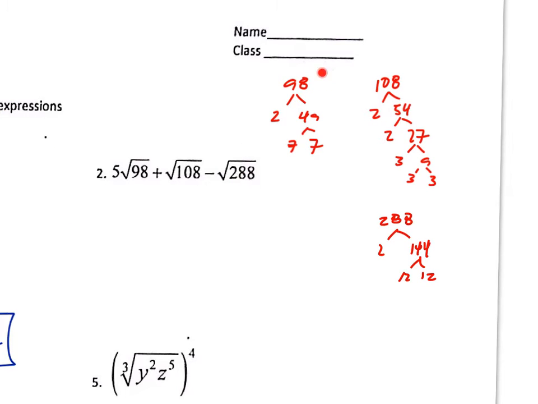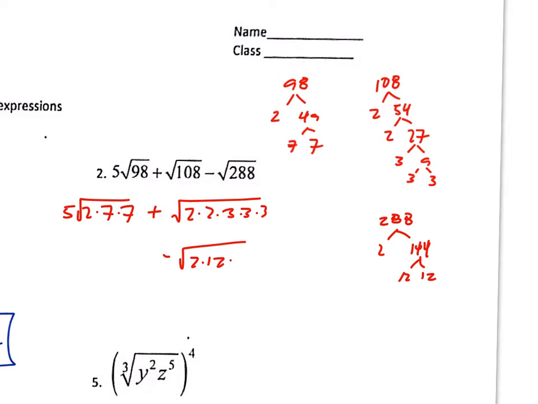If you look at each of our trees, 98 gets broken down into 2, 7, and 7. 108 breaks down into all these. And 288, if you notice a pair is going to break down like your 12 and 12 there, you don't have to break all those down. So we can just rewrite them like such. We'd have 5, and then 98 would be 2 times 7 times 7. And then your 108, you'd have your root 2 times 2 times 3 times 3 times 3. And then your very last one, your 288, is going to be 2 times 12 times 12.